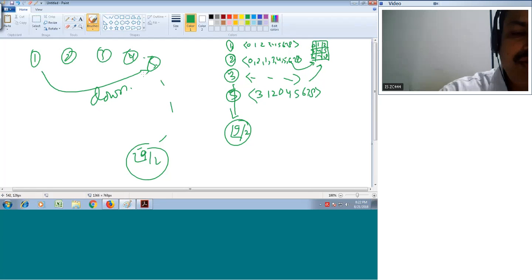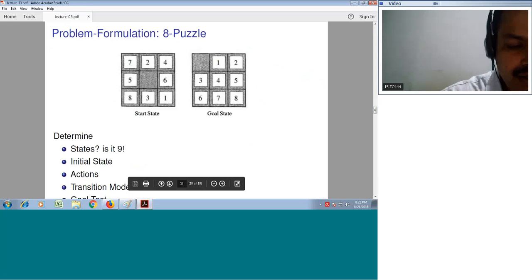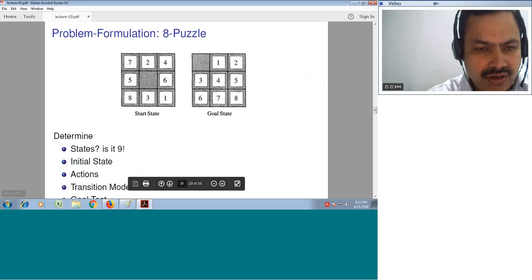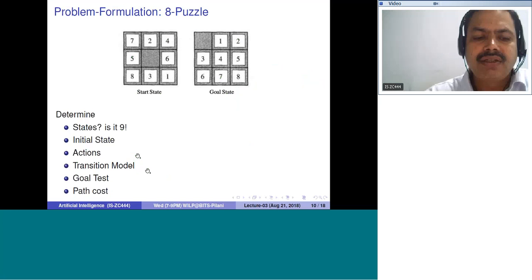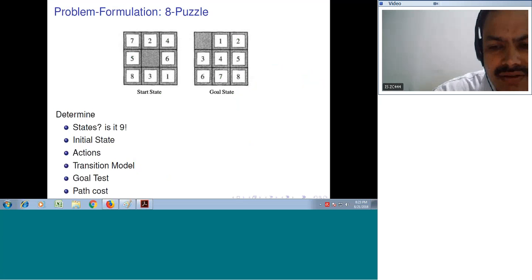Similarly, if you take up from this, you would go to this particular place. So similarly, you can make the diagram. This is what I am asking here: the state and what the transition model is. You can say that this is the transition model. What is the goal test? The goal state is this; you go to this and then you see the goal state. The path cost is that for every move there is a cost of 1.